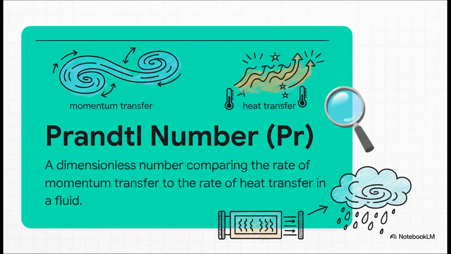It's called the Prandtl number, and what it does is directly compare the spread of motion, or momentum, to the spread of heat in a fluid. And this number is absolutely critical for engineers. If you're designing a car radiator or modeling a hurricane, you have to know which effect is going to dominate, the physical movement of the fluid or the transfer of heat within it. The Prandtl number is what tells you.